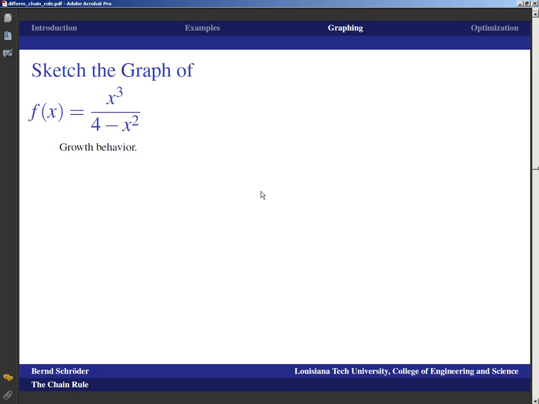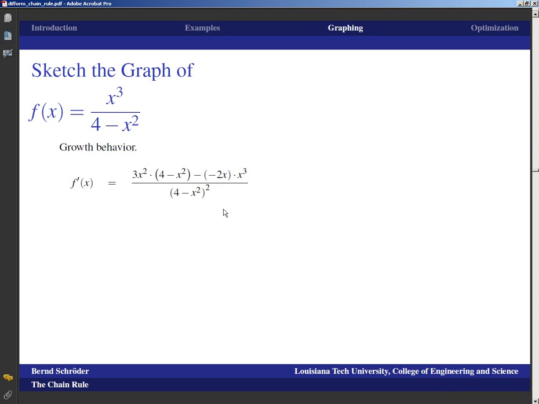Typically, I suggest to go in a certain order, and the first thing I suggest to do is to determine the growth behavior, where the function is increasing or decreasing. And so for that, we need f prime. And f prime is the derivative of the numerator, 3x squared, times the denominator, 4 minus x squared, minus the derivative of the denominator, negative 2x, times the numerator x cubed, divided by 4 minus x squared, squared. That's just the quotient rule. We will ultimately use the chain rule as we compute the second derivative, where we need the derivative of the denominator, and I'll talk about that when we get to it.